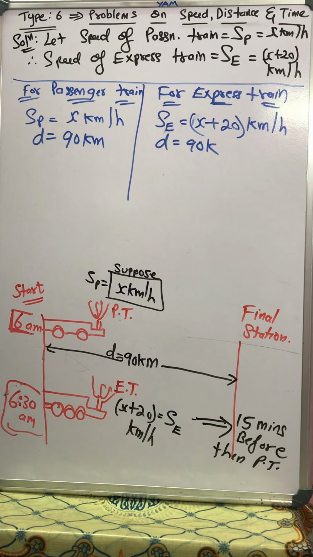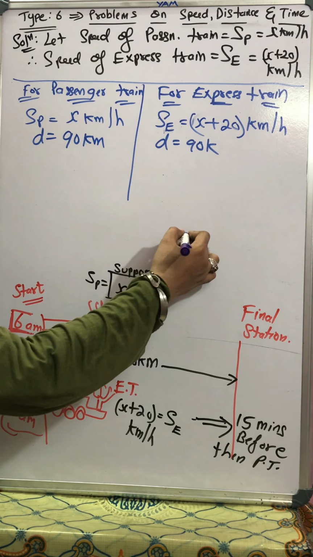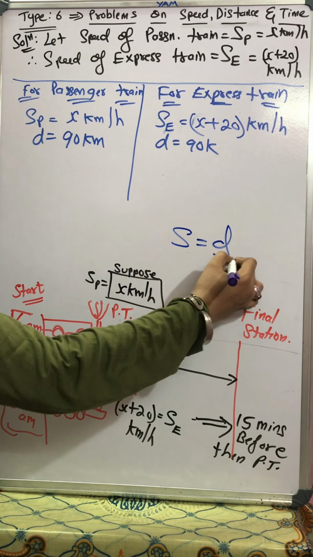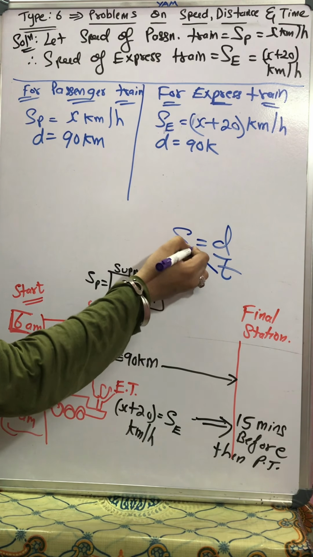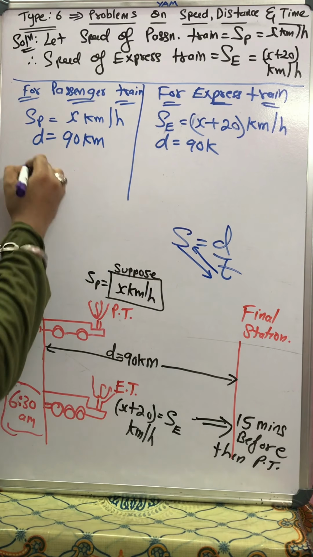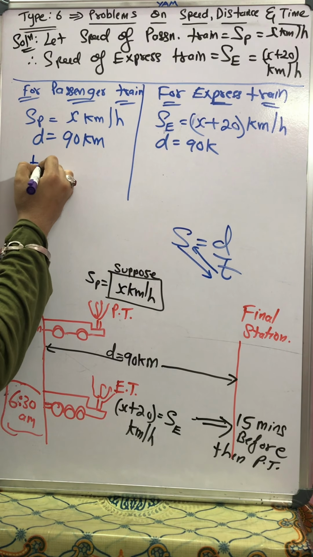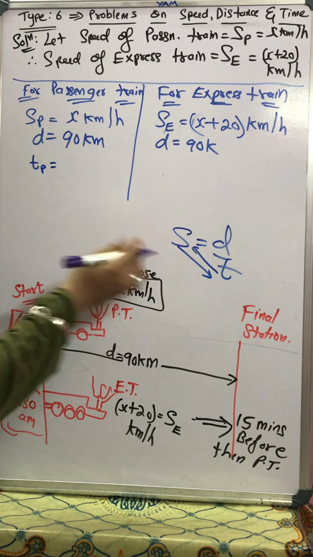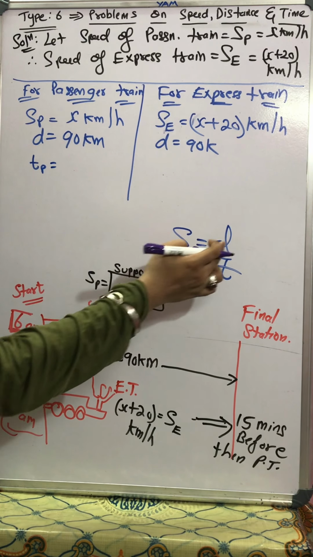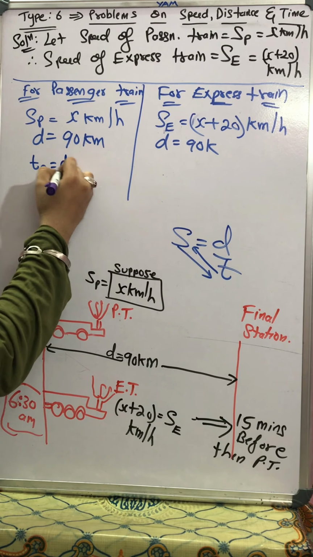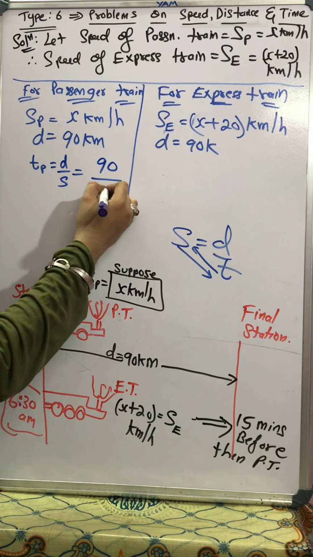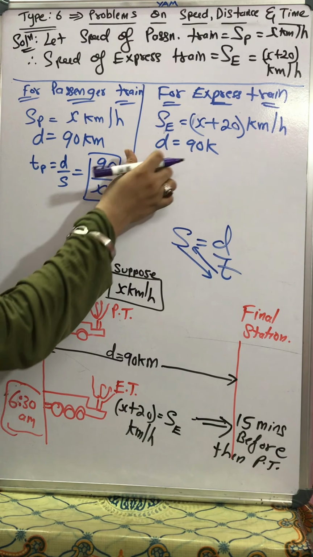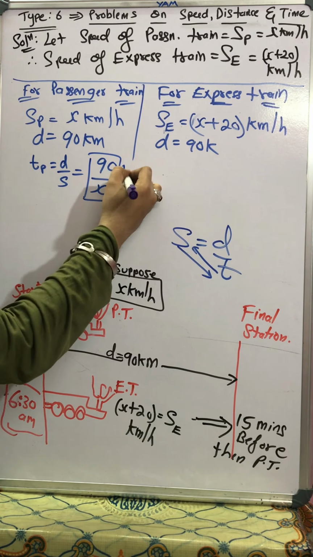Okay, what about time? We don't know the time and we need to find the time. Our basic formula, students, is speed is equal to distance upon time. If time goes up, speed comes down. So time of passenger train, T subscript P. The formula for time will be distance upon speed. Distance is 90. Speed is x, of course in hours.